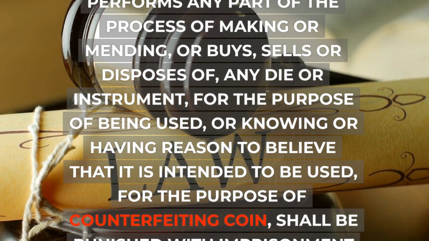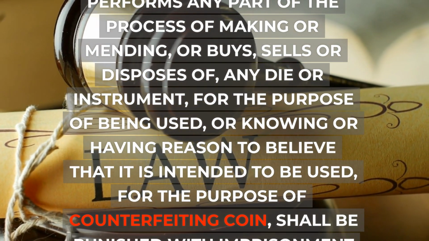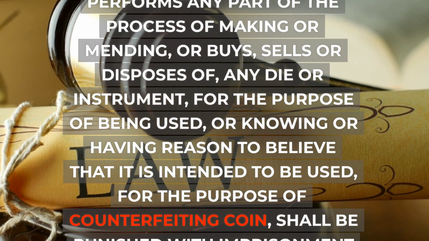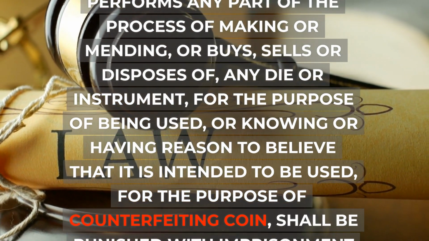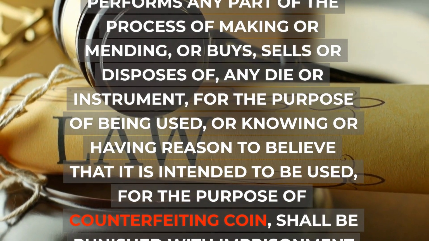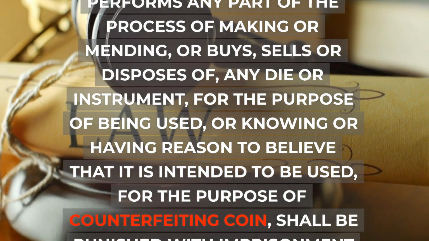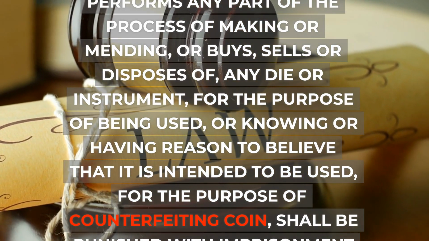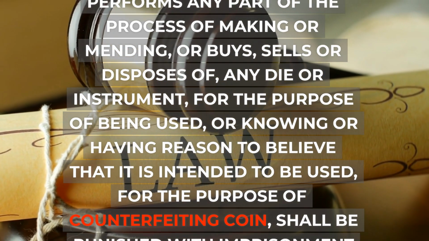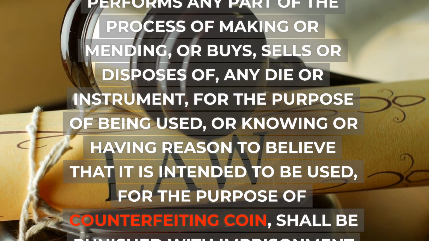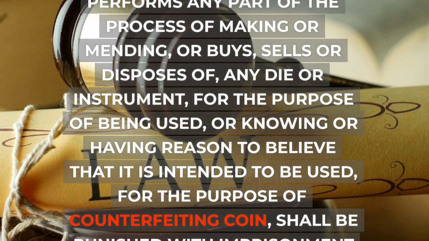Section 233 of IPC. Making or selling instrument for counterfeiting coin. Whoever makes or mends, or performs any part of the process of making or mending, or buys, sells or disposes of, any die or instrument, for the purpose of being used, or knowing or having reason to believe that it is intended to be used, for the purpose of counterfeiting coin, shall be punished with imprisonment of either description for a term which may extend to 3 years, and shall also be liable to fine.